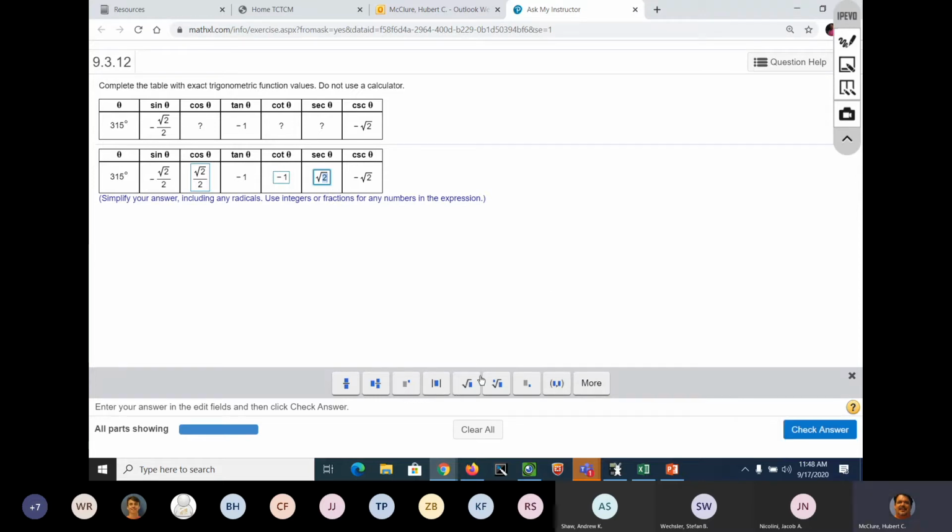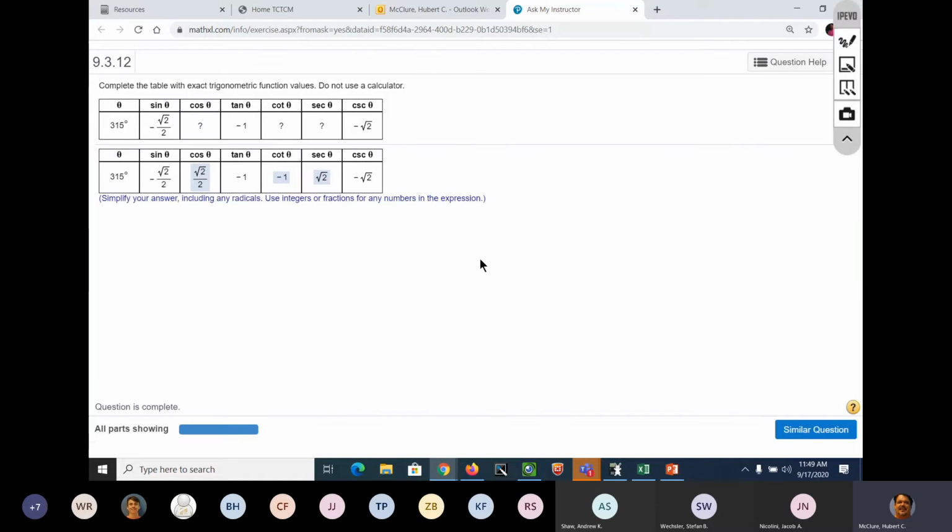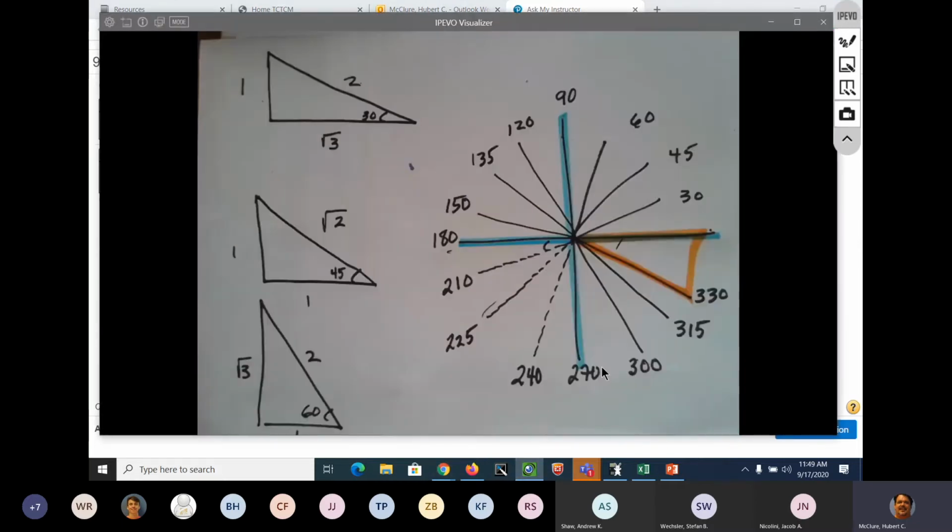And I guarantee you there's somebody in here going, I didn't know it was that easy. It is. It's real simple if you know the special angles. Don't you feel good about yourself? I feel so good right now. There you go. I guarantee you there's somebody going, wow, I never knew that the unit circle was that easy. It is easy. All you got to know is these special angles.